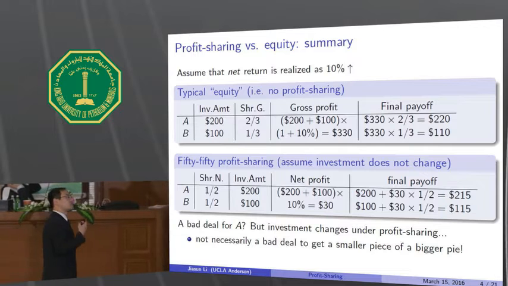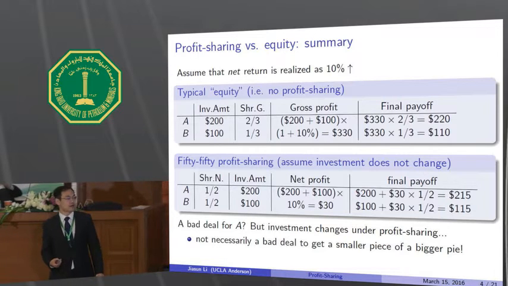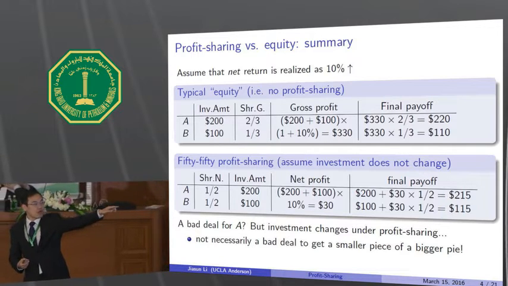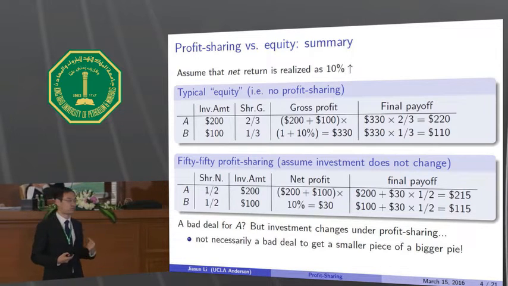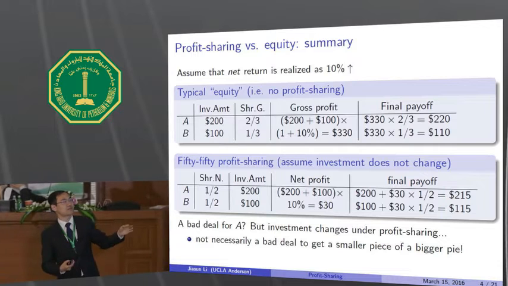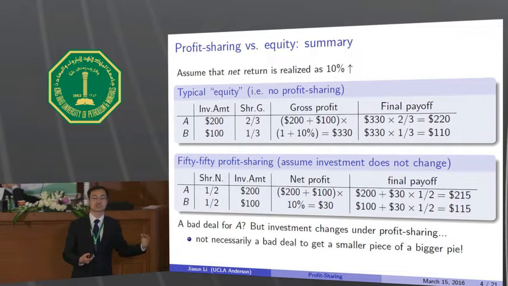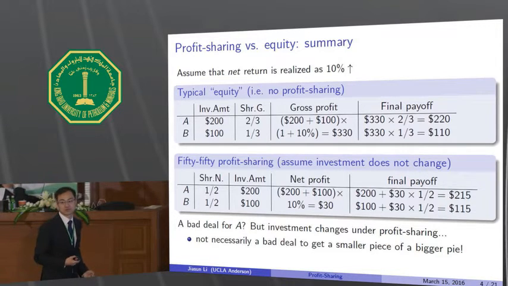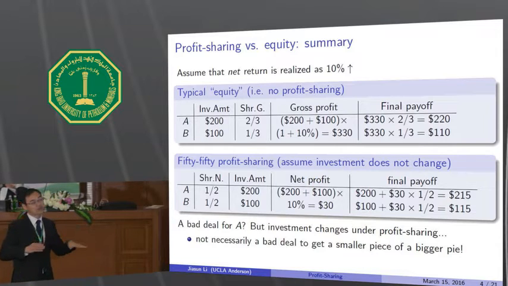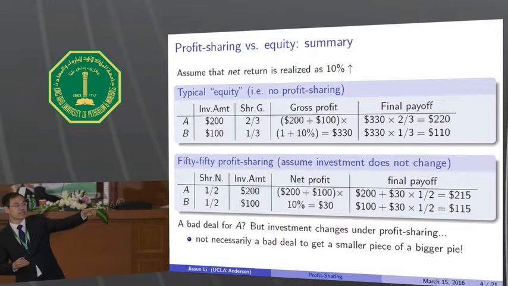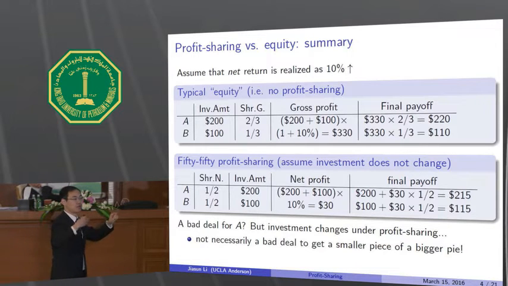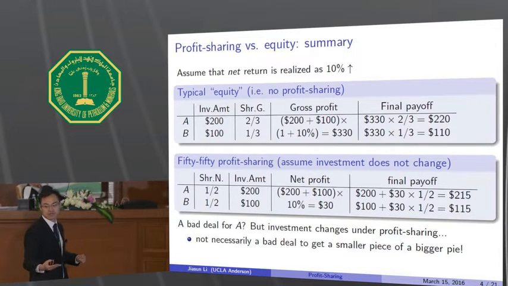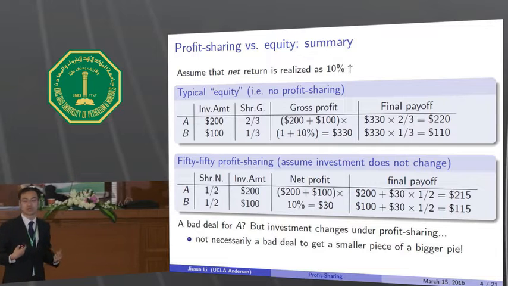Now let's look at what I mean by a 50-50 profit sharing contract. Still, assume that Bill invests $200 and I invest $100. The net profit, if the project goes up by 10% in the next period, is going to be $30. And by profit sharing, I mean equally sharing that net profit. So in the next period, Bill will get back $215 and I will get back $115.